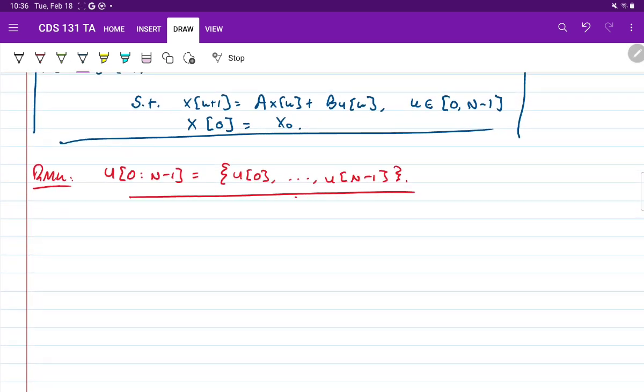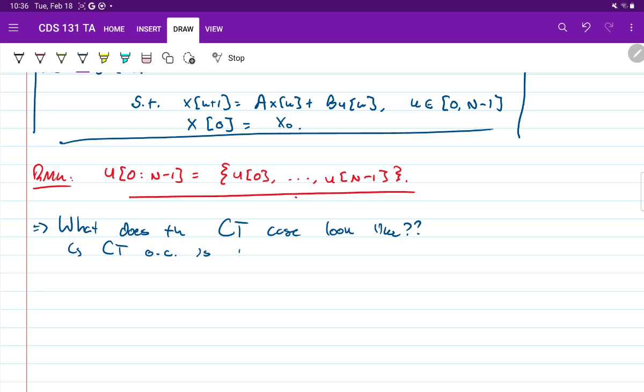We've done this for discrete time, right? What does the continuous time case look like? Well, it turns out continuous time optimal control is really hard, okay? Really hard. To really give it a rigorous treatment requires a lot of math and a big digression into some measure theory concerns, okay?